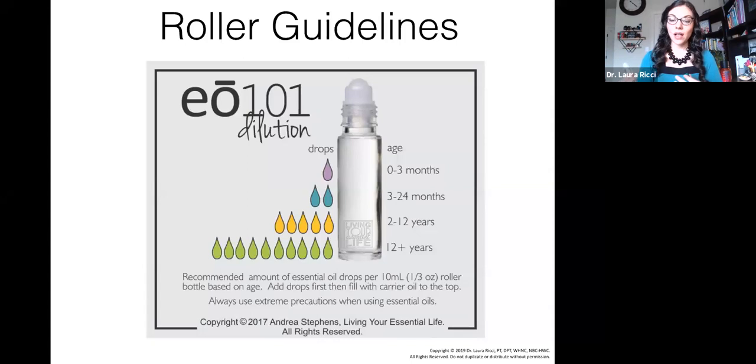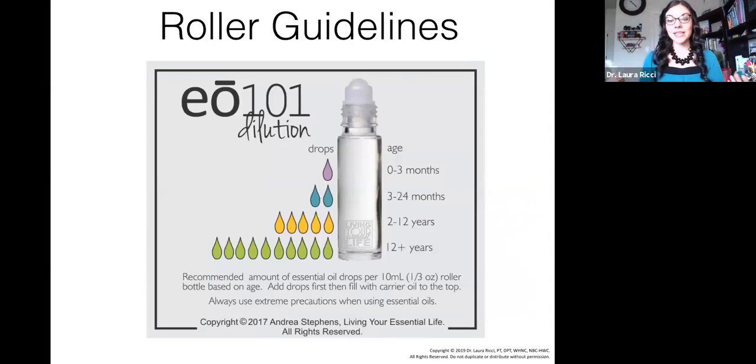For 2 to 12, you can do about 5 drops in there. And again, less is more. You can always add more if you need to. And then for adults, we consider adults around 12 and up, about 10 drops of an essential oil in here in a 10 ml roller, top with fractionated coconut oil. So this is going to be heavily diluted.